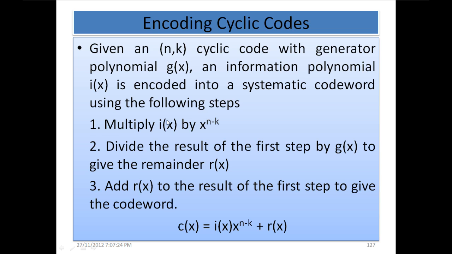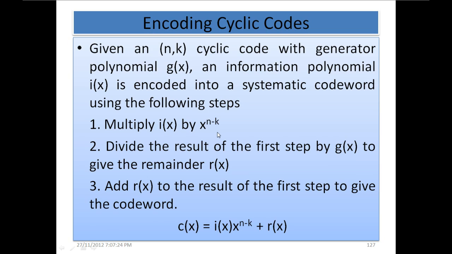First of all, I will multiply the information polynomial. Here we have to keep in mind that we have to convert into polynomial form not the received code word, but the information bits which we want to encode, and then they are multiplied by x raised to power n minus k. As we know, n minus k is the number of parity bits to be used in that coding.